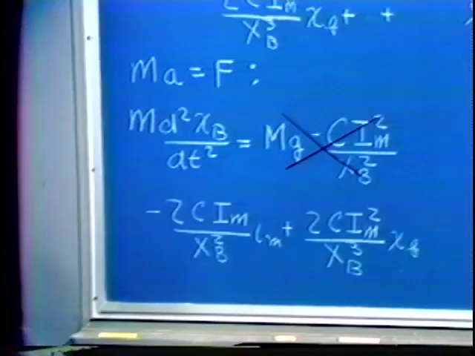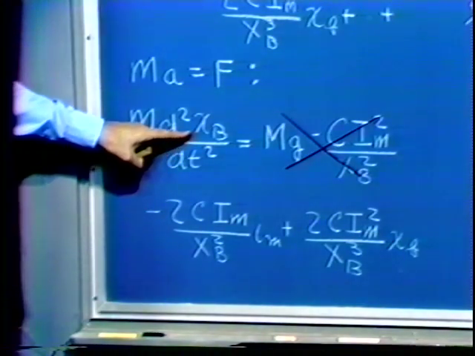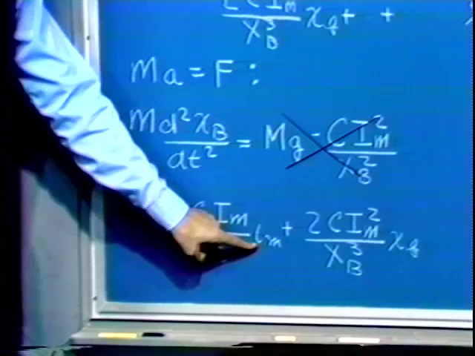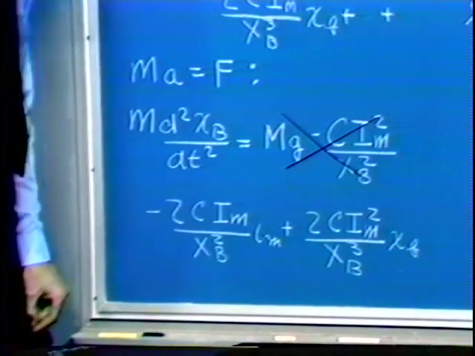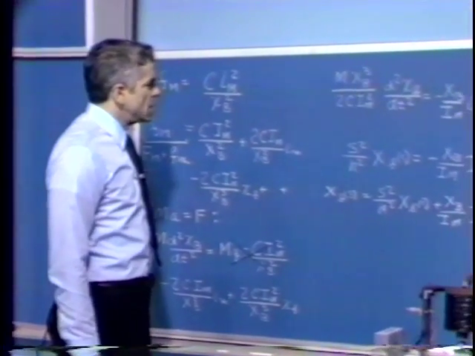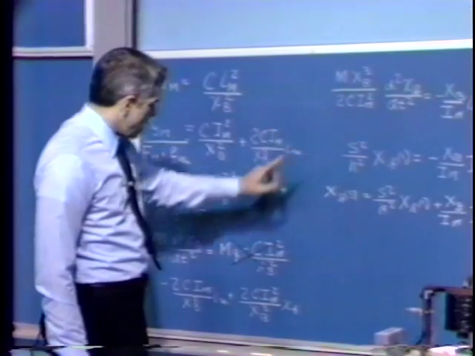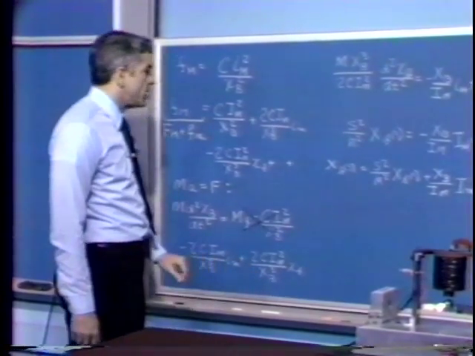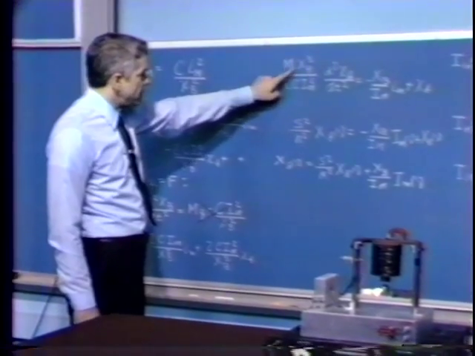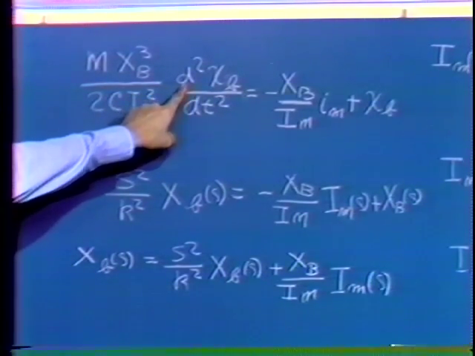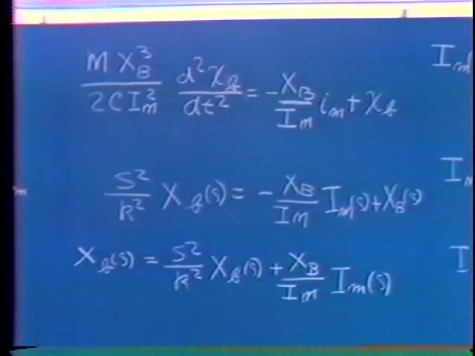And then we're left with simply a relationship between the second derivative of ball position and the force that results from incremental changes in magnet current and incremental changes in ball position. We can rearrange the equation in a somewhat more convenient form simply by multiplying through by the reciprocal of this term. And when we do that, we get the equation shown, m x_b cubed over 2c I_m squared, that's the reciprocal of this coefficient, times the second derivative of x sub b with respect to t squared.